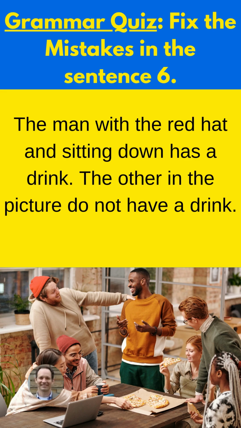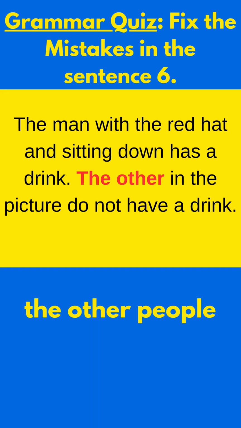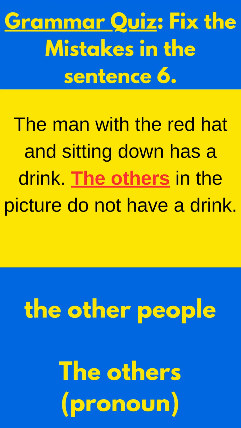Fix the mistake in these sentences. The man with the red hat is sitting down. The man with the red hat and sitting down has a drink. The other in the picture do not have a drink. We can see there's only one drink. So if we talk about the people who do not have a drink, that's the rest of the group. So we would say the plus other. But there we mean the other people in the picture do not have a drink. We could say the other people, or we could say the others and use the pronoun form, but we have to add an S to others to make it plural. The others in the picture do not have a drink.